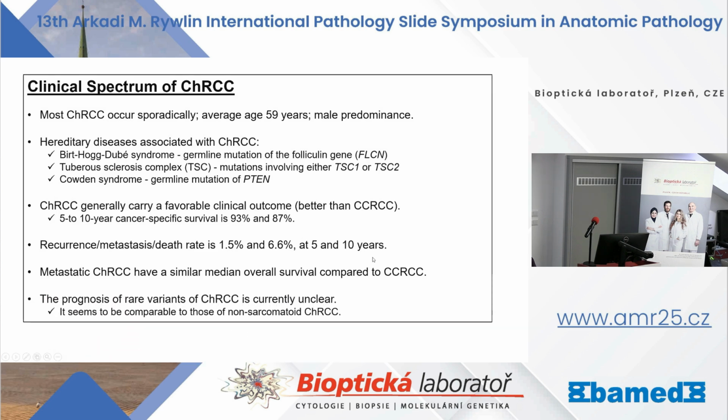The prognosis of rare variants: I told you that there is not only the classic type of chromophobe renal cell carcinoma, we also have some special subtypes or variants. There is a little bit of a problem because the subvariants are relatively rare, so it is not easy to establish the prognosis of these tumors. However, it seems that the prognosis of these rare variants is comparable to that of non-sarcomatoid chromophobe renal cell carcinoma.